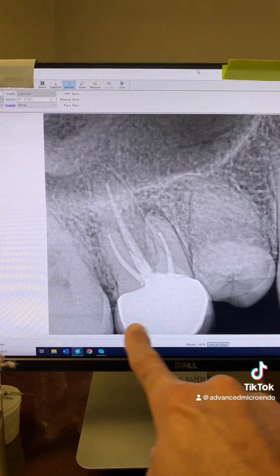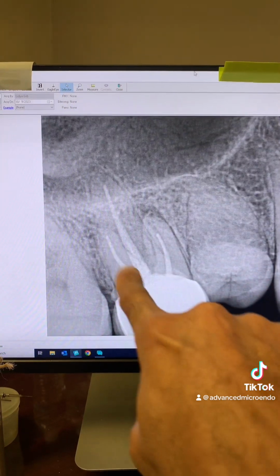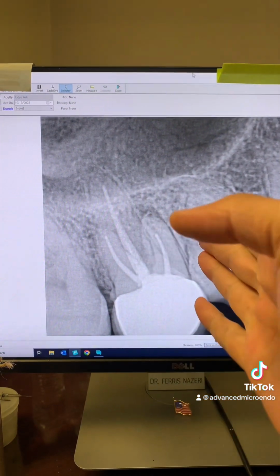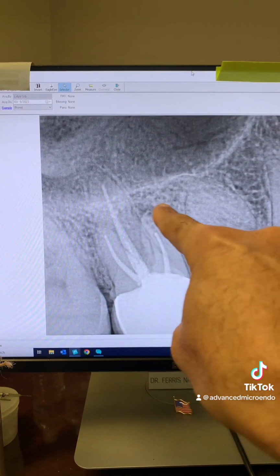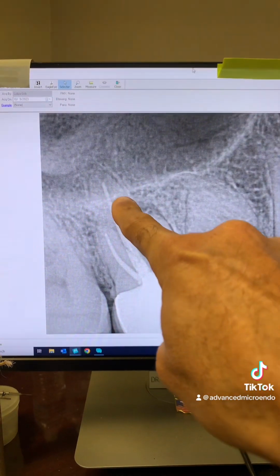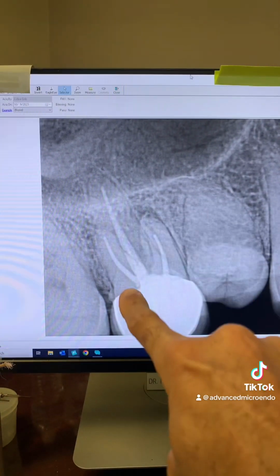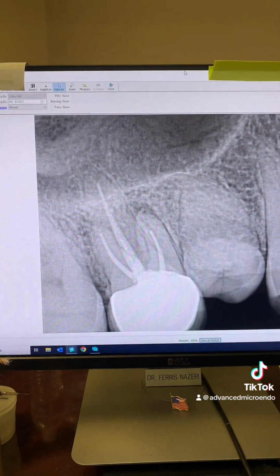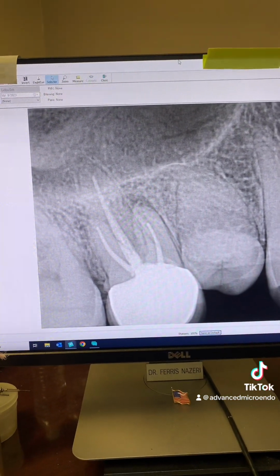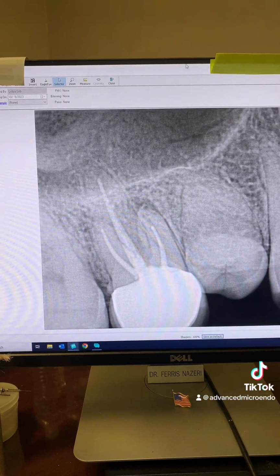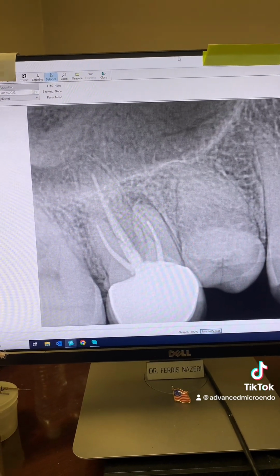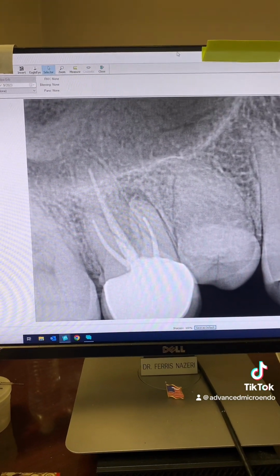So take a look. That's a PFM crown. Previous root canal, as you can see, short fill, but doesn't matter really. But you can see a periapical lucency here. See this short fill here too. Again, short fills don't matter as long as you don't leave necrotic tissue and bacteria behind. You instrument to working length, and you can fill short. You can fill short, you can fill long, you can fill flush.